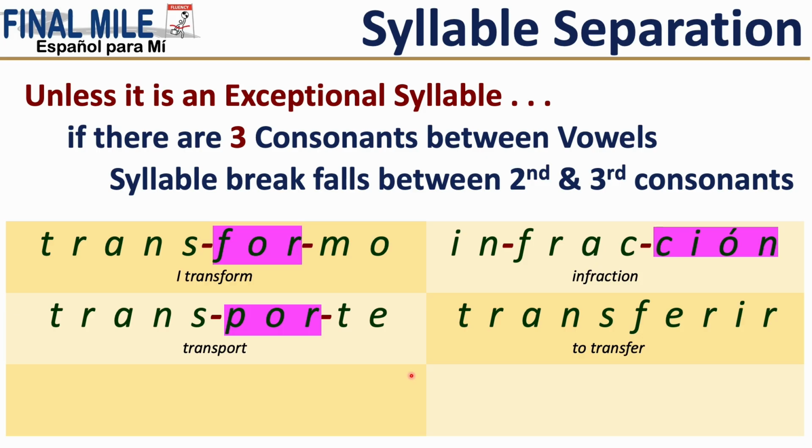Okay. Here's another trans. So exceptional syllable. 1, 2, 3 consonants between the vowels. It is not an exceptional syllable. Therefore, between the second and the third consonants right here, consistent with our quick S rule, we continue going like this. Hopefully by now you can pretty quickly see that it goes between the E and the R. Excuse me, pronunciation emphasis. And we say transferir.